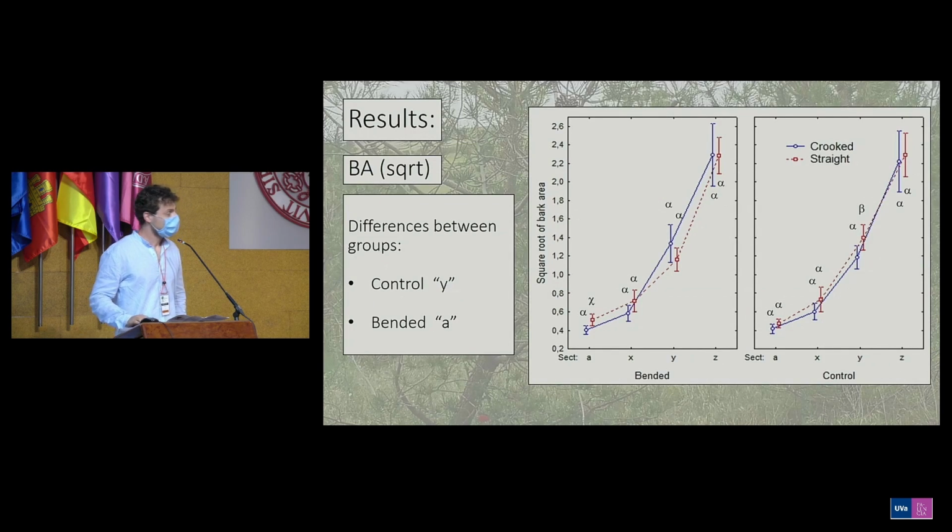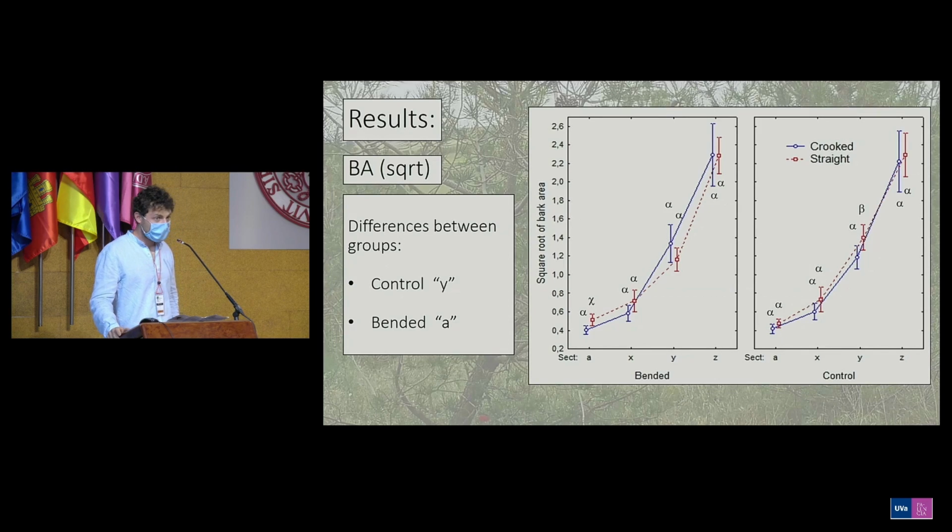This is the first one, and I will talk about the differences between groups, the straight group and the crooked groups. As you can see, in the control, we find very few differences between populations in terms of bark area. It was transformed to square root of bark area because of the variability of the data and to get a better result. The only difference is on the Y level of the trees.